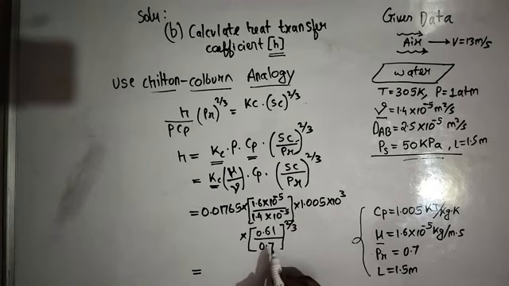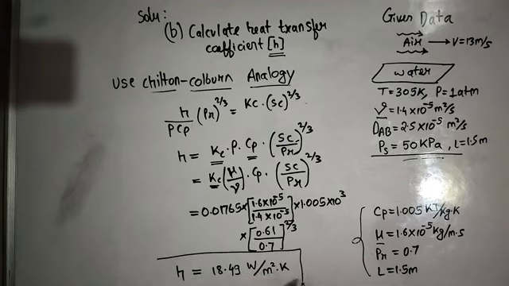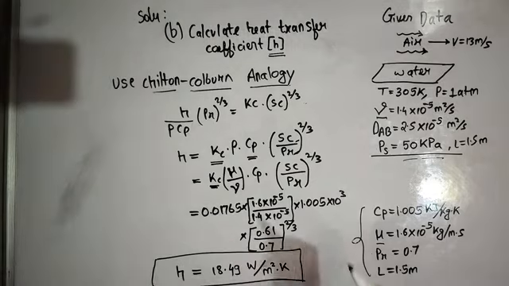After calculating these values, the h comes out to be 18.49 watt per meter square Kelvin. So this is the heat transfer coefficient that we had to calculate. It comes out to be 18.49 watt per meter square Kelvin. So this is the answer for part B, and here we have solved this problem. So let's move to the next question.